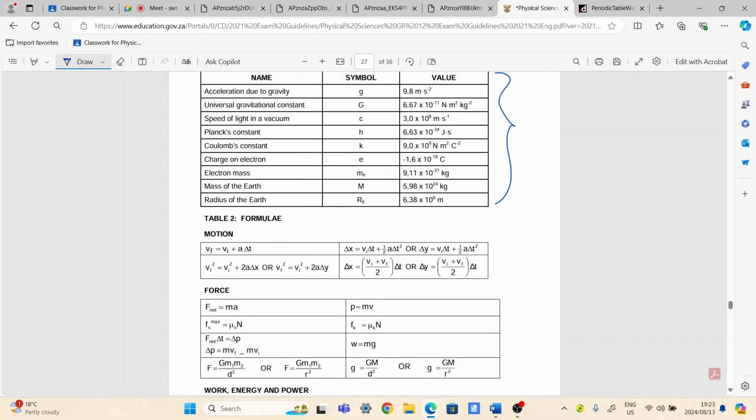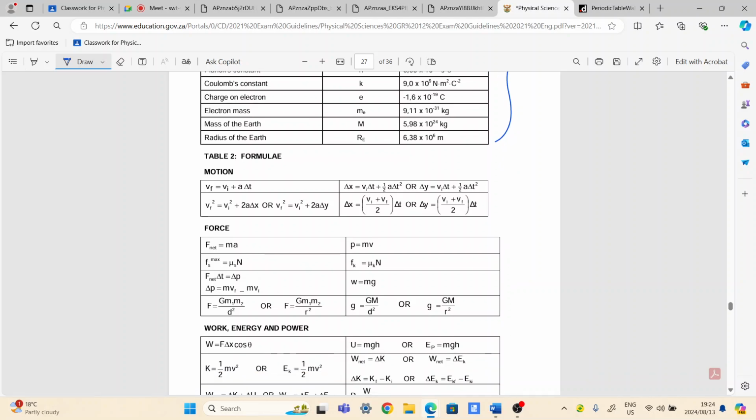But again, I want to say practice, practice, practice. The more you practice, the more you'll end up remembering these values. Okay.